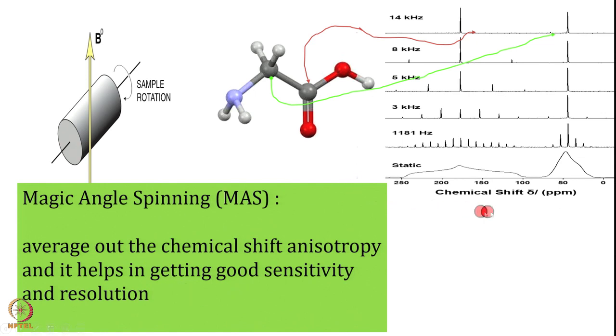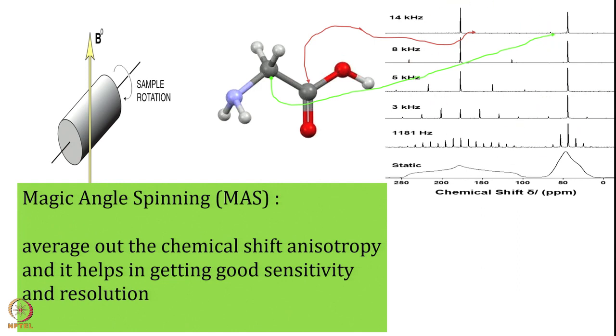So what does it do? Let us take an example of the simplest molecule, glycine. This is the simplest biological system, with two carbons, one CO and another CH2. We get two broad peaks, one centered around 50 ppm, another centered around 170 ppm. These anisotropic interactions, because of the different chemical shifts that we discussed last time, mean the spins are oriented in various directions and the resultant gives you a broad spectrum. When you start spinning, these get split and we get many lines. As we increase the spinning speed to about 5 kilohertz, we get two sharp lines, one centered around 170 and one around 50 ppm, and at 14 kilohertz we clearly get two very sharp peaks. These correspond to the CO resonance and the C alpha resonance. That is what magic angle spinning does: it averages out the chemical shift anisotropy and enhances the resolution and sensitivity.